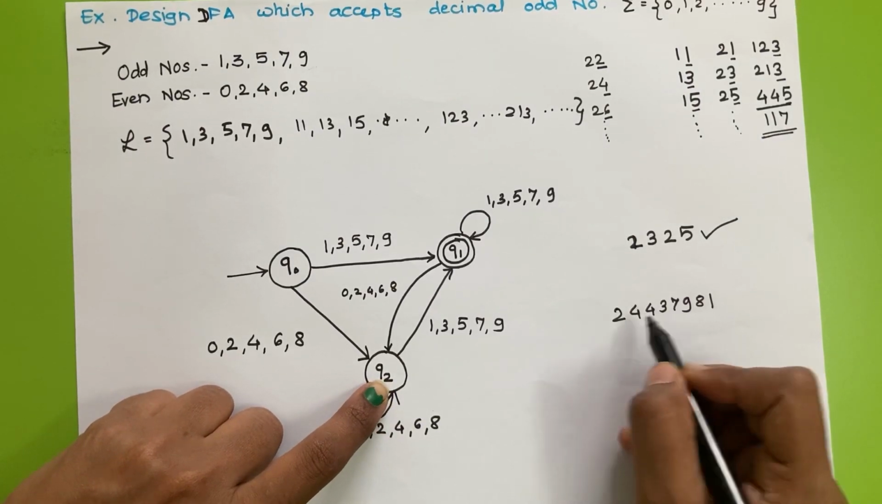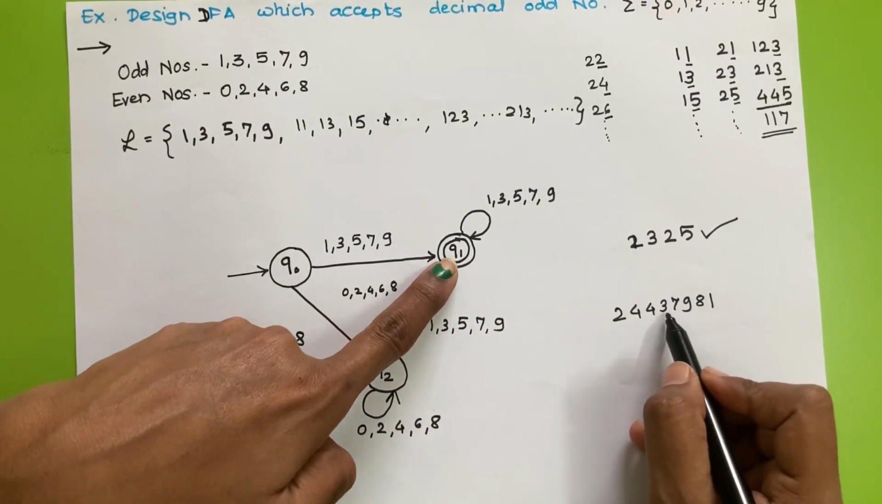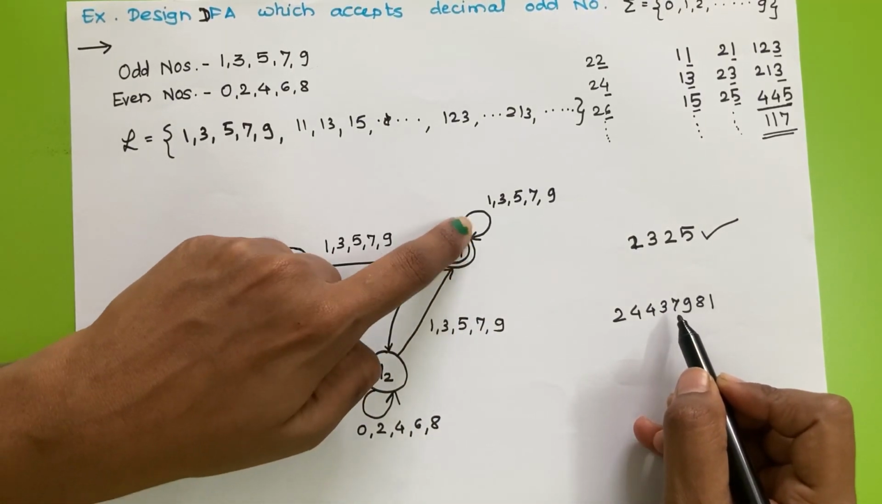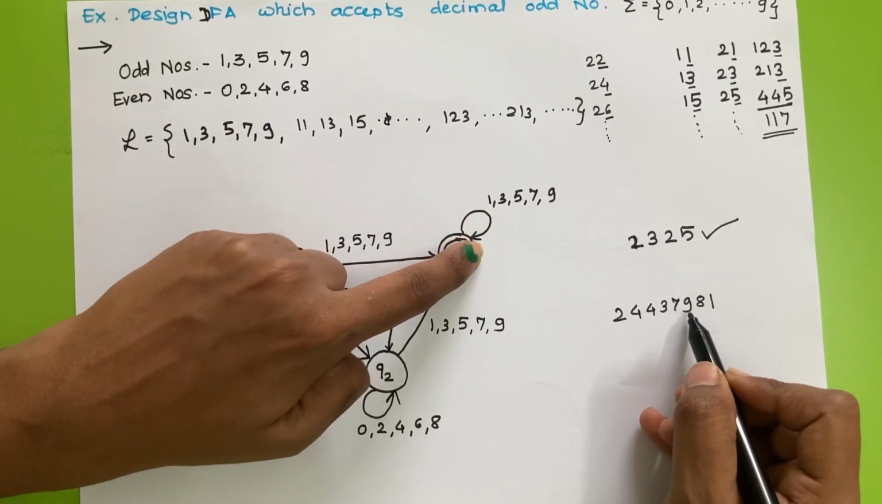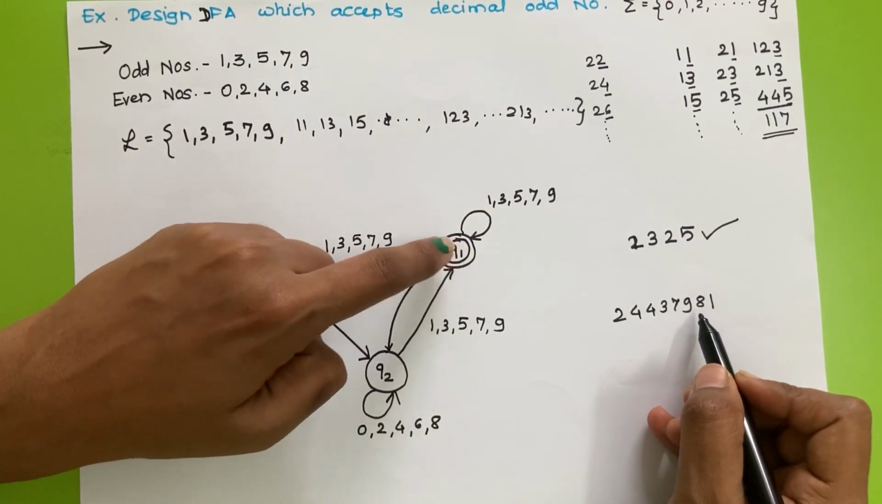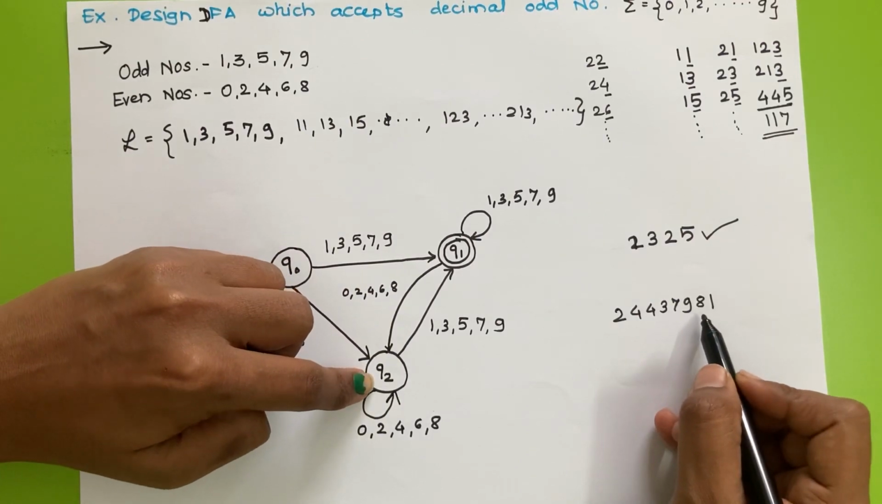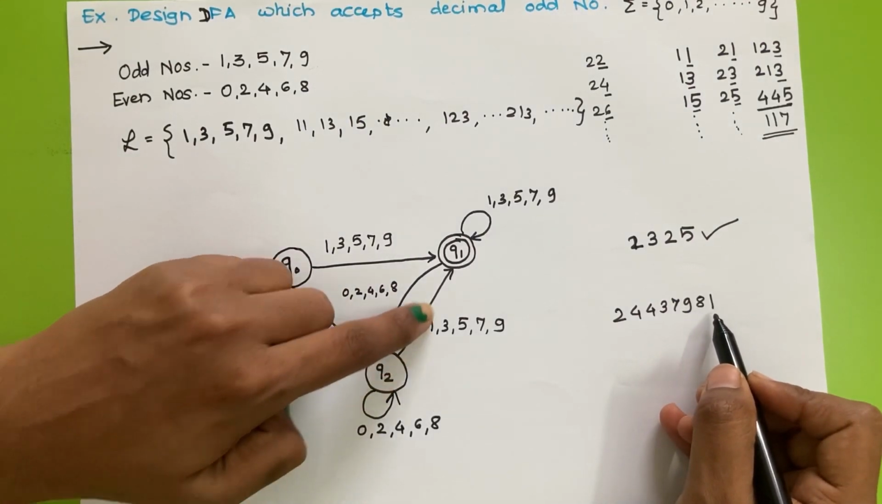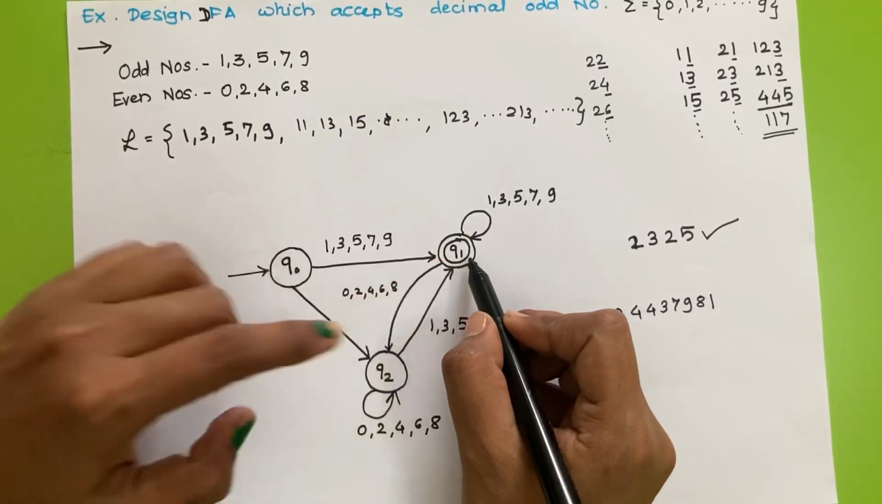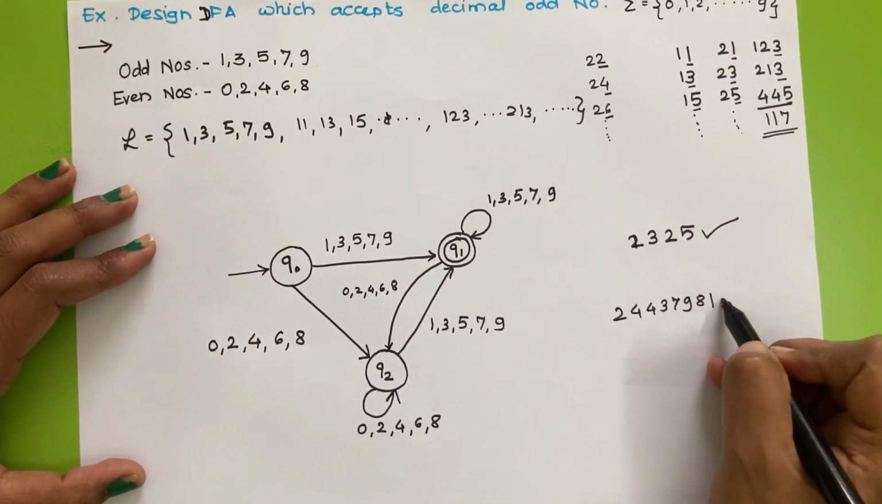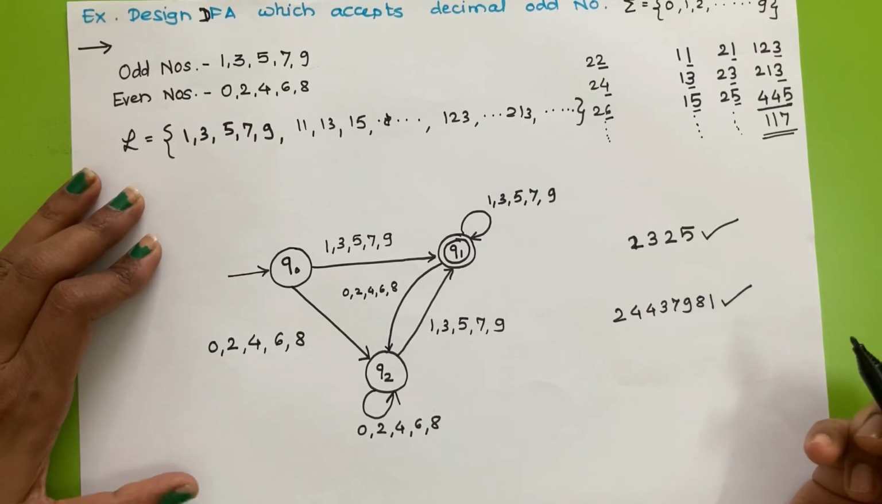For 3 it will move to state q1. Now for 7 we have a loop here. For 9 again we have a loop here. For 8 we'll move back to state q2, and for 1 we'll reach state q1 again, and q1 is our final state. That's why this string will get accepted by the finite automata.